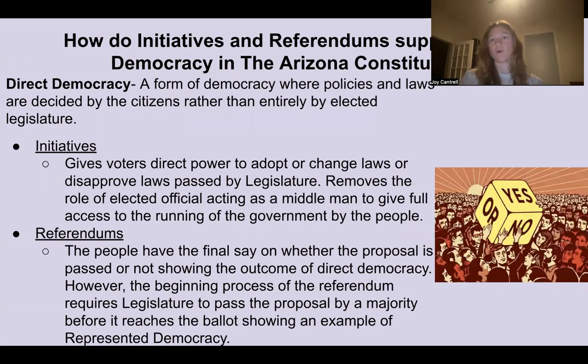So how do initiatives and referendums support direct democracy in the Arizona Constitution? Direct democracy is defined as a form of democracy where policies and laws are decided by the citizens rather than entirely by elected legislature. Initiatives give voters direct powers to adopt or change laws or disapprove laws passed by the legislature. It removes the role of elected officials acting as a middleman to give the people full access to the running of the government. With referendums, the people have the final say on whether the proposal is passed or not, showing the outcome of direct democracy. However, the beginning process of the referendum requires the legislature to pass the proposal by a majority before it reaches the ballot, showing an example of representative democracy.